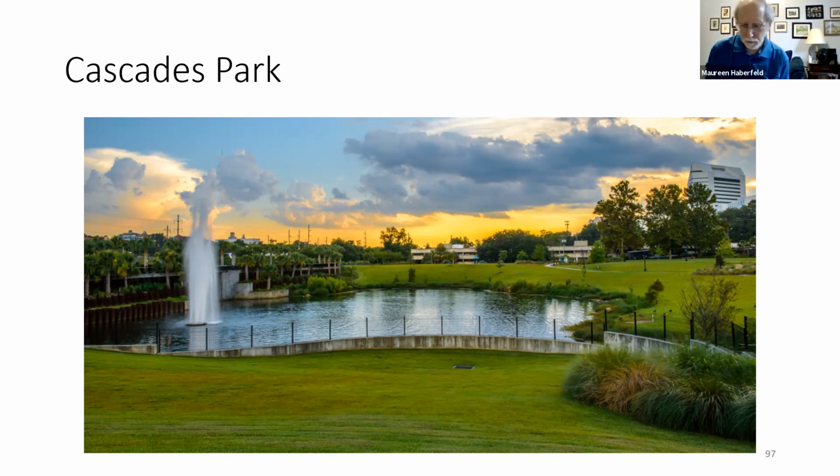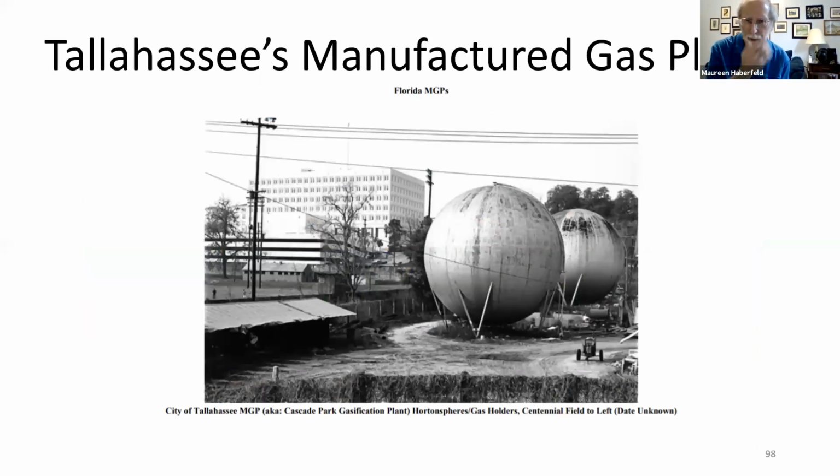Before Cascades Park was there, the city operated gas plants between the 1890s and the late 1950s. And there was a landfill here also. The plants made gas from coal, and the waste went to the landfill and to nearby areas. Here's an old picture of part of the operations there.